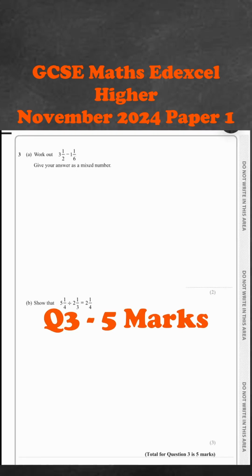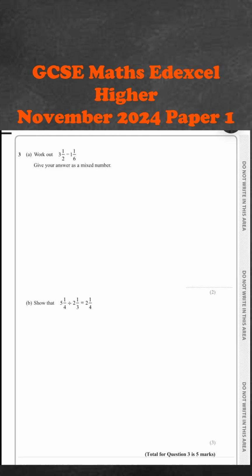Question number 3. Part A. Work out 3.5 minus 1 1/6. Give your answer as a mixed number. First thing I'm going to do is make these top-heavy fractions. So 3.5 is going to be 6 halves plus a half. And 1 1/6 is going to be 6 sixths plus a sixth. Let's make sure we put a bracket in there.